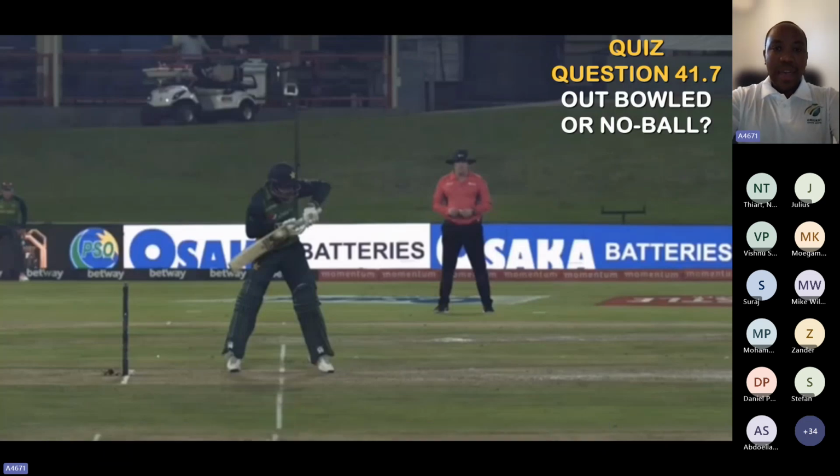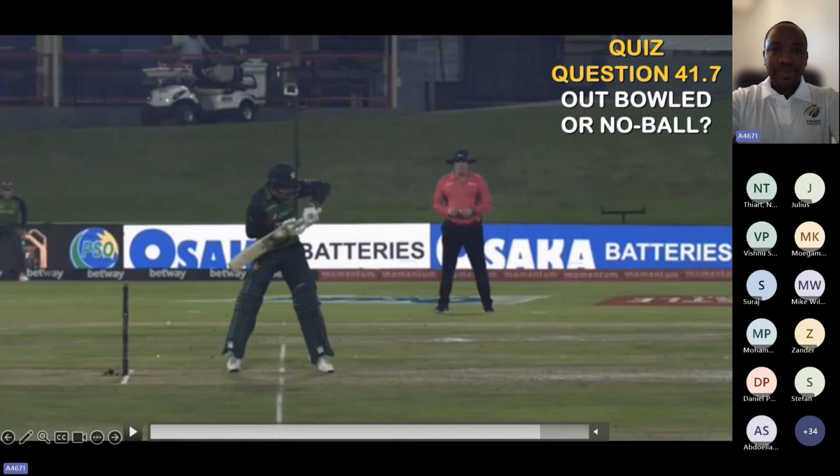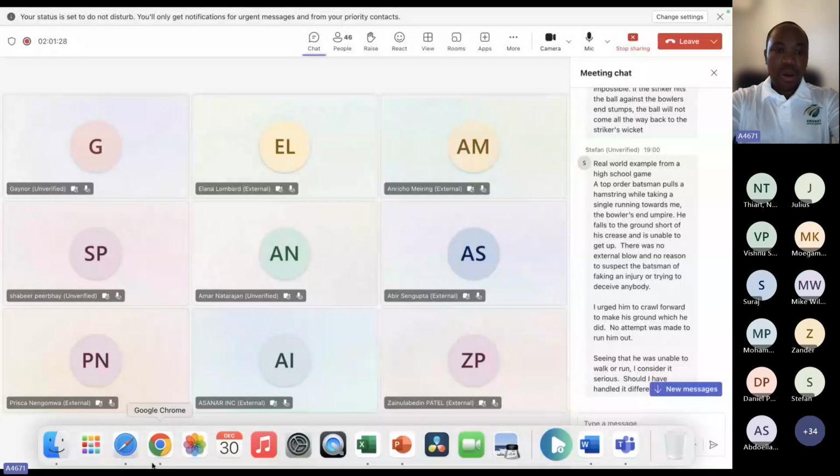Right, so we have come to the end of our quiz questions for this evening. Before we go into the chat box for all of the other questions that you have related to the content that we have delivered this evening, we are going to go to our click-by-click demonstration of the Level 3 Cricket South Africa online umpiring exam.